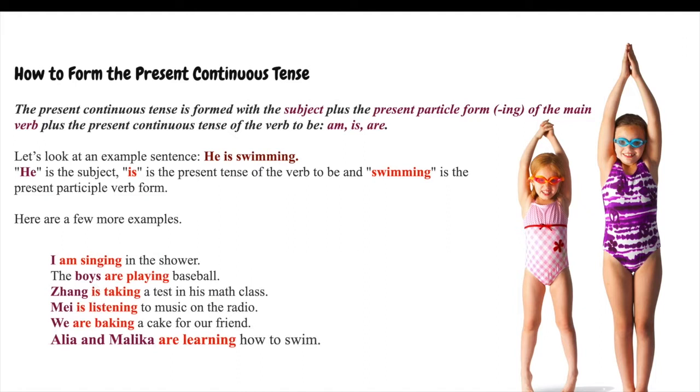Here are a few more examples. I am singing in the shower. The boys are playing baseball. Zhang is taking a test in his math class. May is listening to music on the radio. We are baking a cake for our friend. Aliyah and Malika are learning how to swim. So you can see in each one of these we're using a form of the verb to be plus the ing form of the verb.